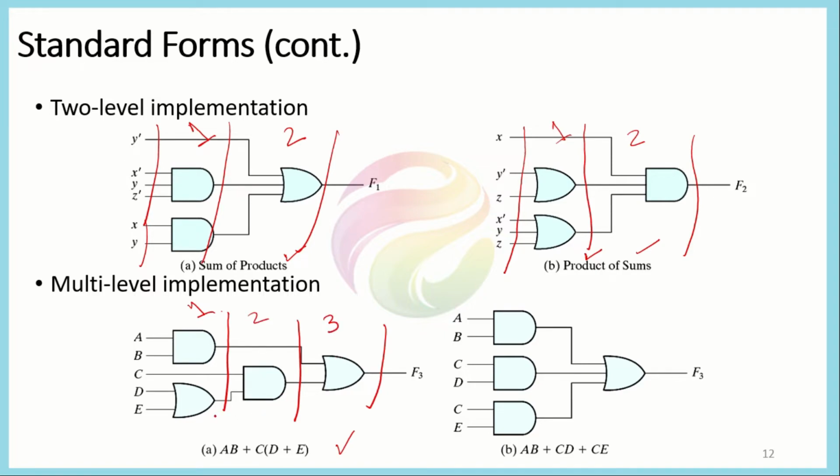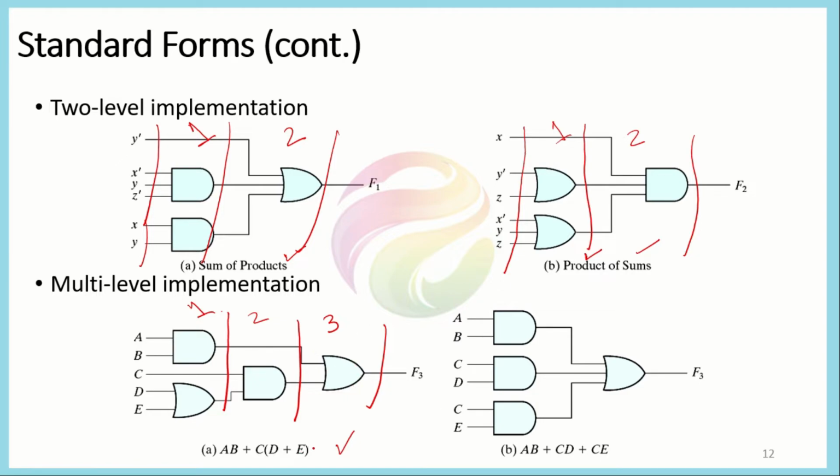Because first we need to calculate AB and DE, we can do it at the same time in the same level. But then after that, the result of D plus E should be ANDed with C, which is done in the second level. After that, we can OR it with the result of AB, which is done in the third level. So you see that in this case the total levels of representation have increased by 1.